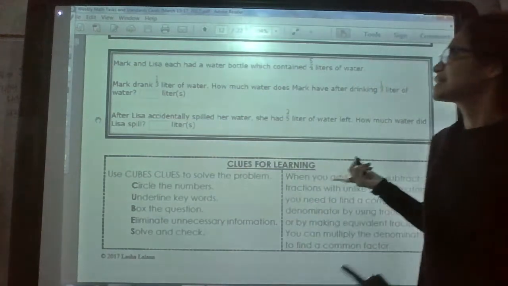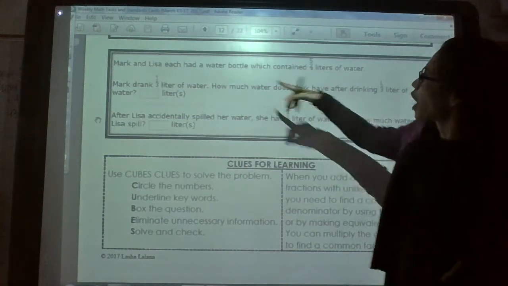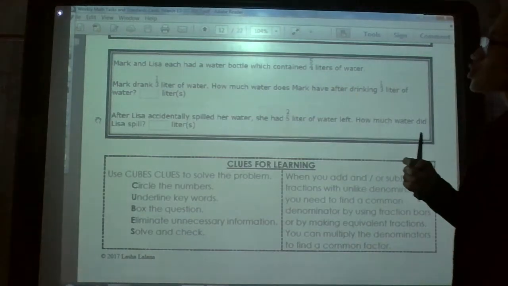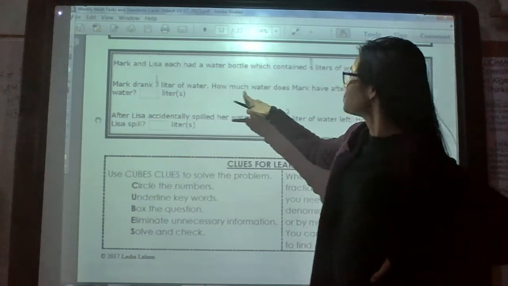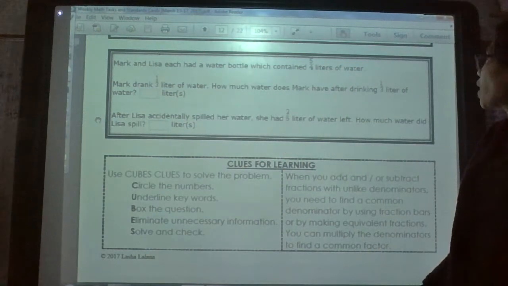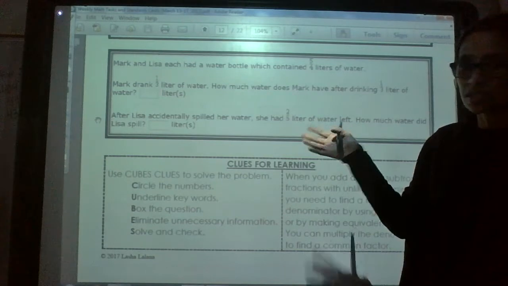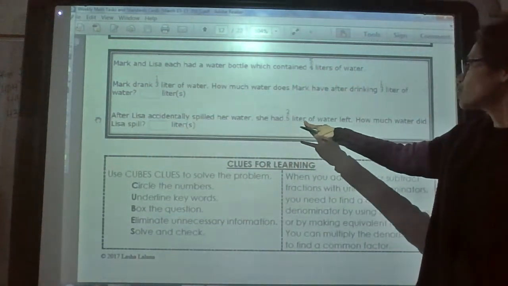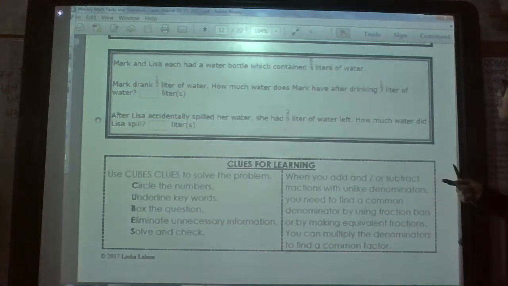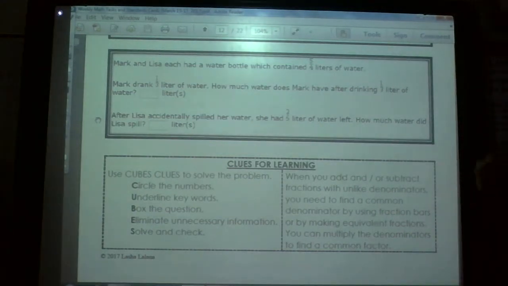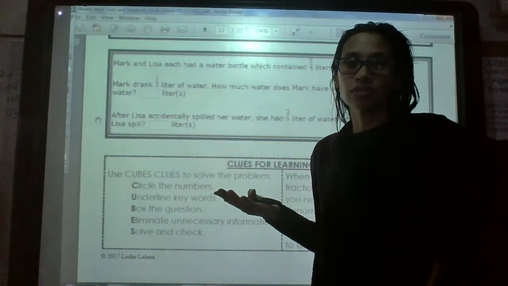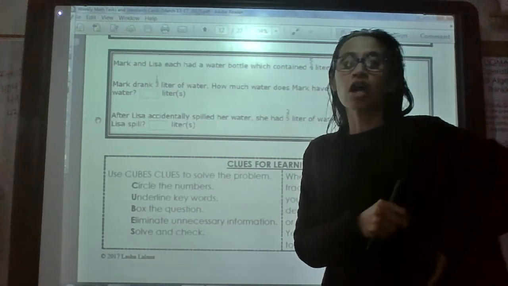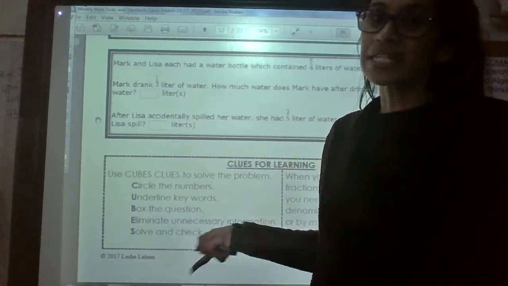Let's read the problem. It says, Mark and Lisa each had a water bottle which contained 5/4 liters of water. Mark drank 1/3 liter of water. How much water does Mark have after drinking 1/3 liter of water? Blank liters. The next question, after Lisa accidentally spilled her water, she had 2/5 liter of water left. How much water did Lisa spill? To solve this problem, what do we need to use? Our CUBES clues. And what is that? It's our way to solve word problems to help you out. So let's go ahead and begin with that.